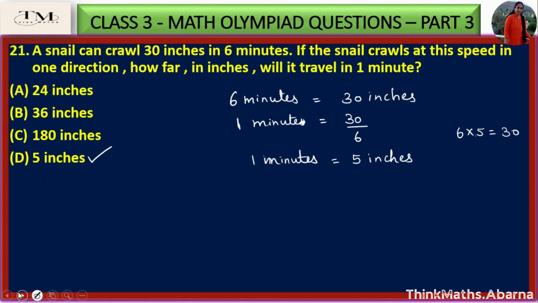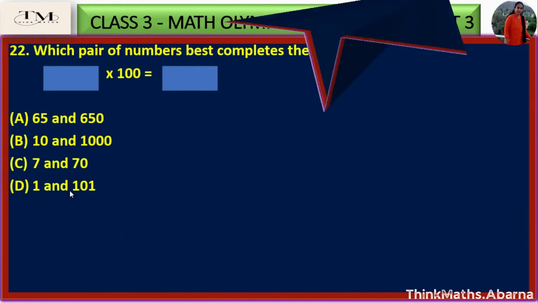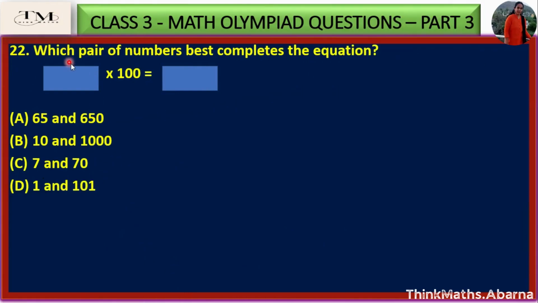Okay, children. So moving on to the 22nd question. Which pair of numbers best completes the equation? So what is the equation? There is a box which we need to fill, box into 100 equals box. So what comes in the box? There are 4 options, so we have to check one by one. Let us take this option.